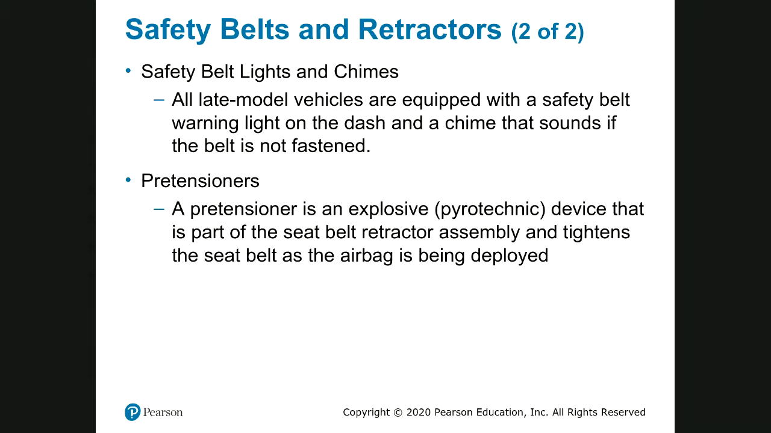Now we have vehicles that light up and have lights and chimes. Once you're on the road over so many miles an hour, it'll start ding ding ding and actually let you know, put your seatbelt on, put your seatbelt on, put your seatbelt on. So just be aware of that. There'll be a warning light on the dash, or a chime will happen if the seatbelt is not fastened. That can be true for the driver, passengers, and any passengers in the rear seats of the vehicle.